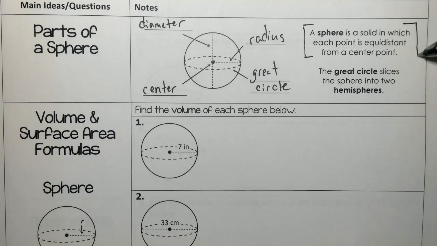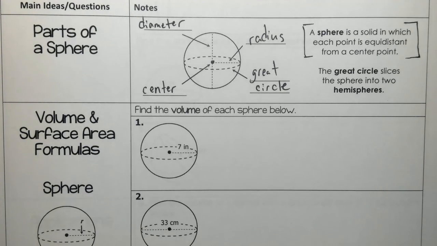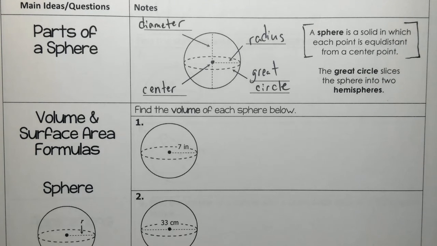I totally forgot to tell you what a sphere was. So it's a solid in which each point is equidistant from the center. So imagine a circle, but three-dimensional, aka a ball. So any sort of ball, or like the Earth or whatever, is an example of a sphere. Okay, so volume and surface area formulas are pretty simple.